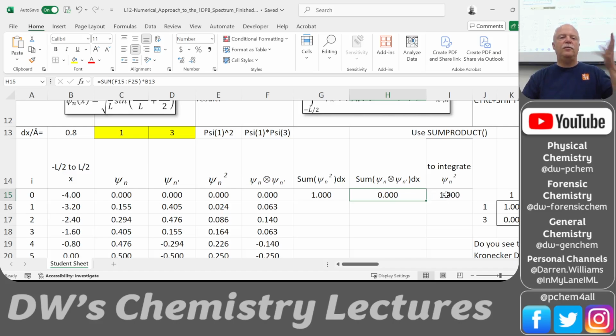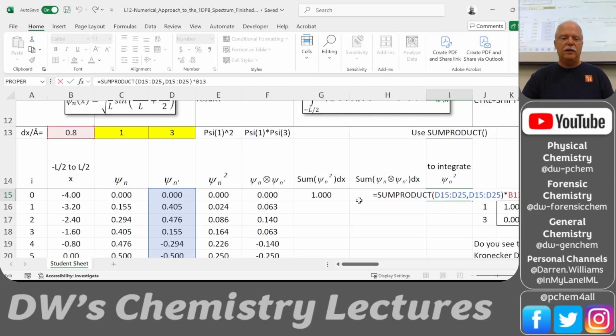I have you go through multiple ways to do numerical integration in Excel. You can make new columns where you square them, and then you can sum those columns. That's the slow way to do it. Or you can do sum product, where you just have this function that squares each cell and then sums them together all in one shot. So that's a second way to do it. And then times dx, so that's your integral, okay?